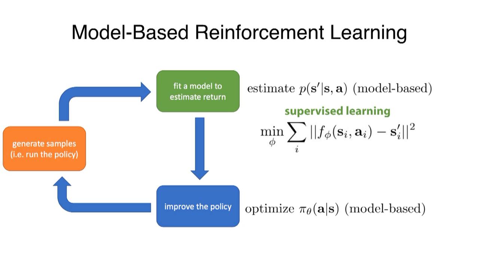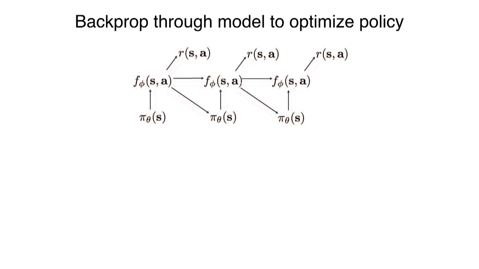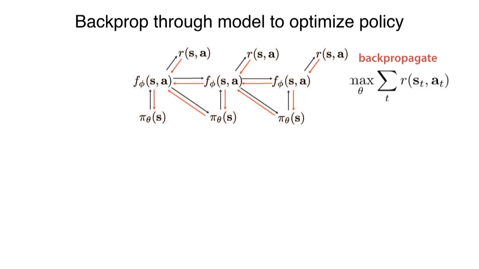The first approach for improving your policy is to simply backpropagate gradients for your reward function through the model. So this is kind of a diagram of what the environment looks like, where pi is your policy, f is your model, and r is your reward function. And what you can do is if you have a model of the environment, then you can just backpropagate your expected reward through your model into your policy.